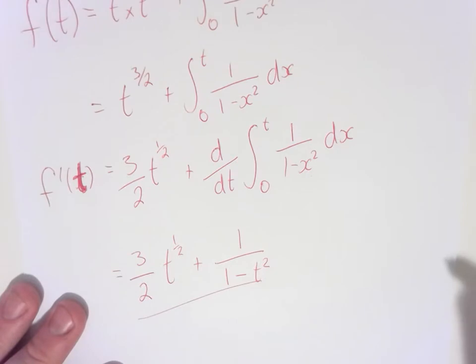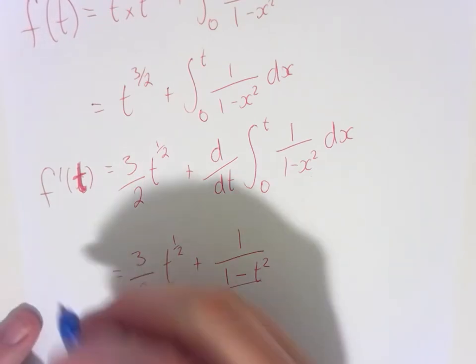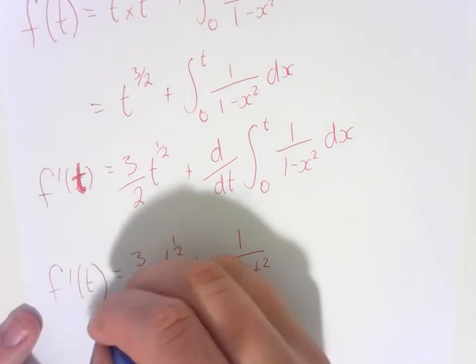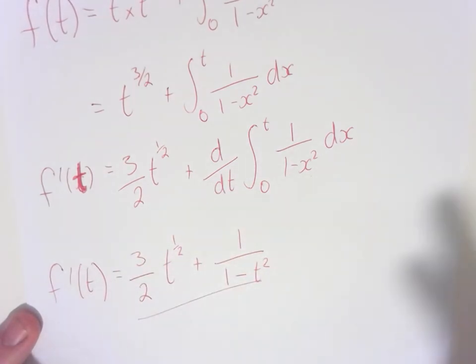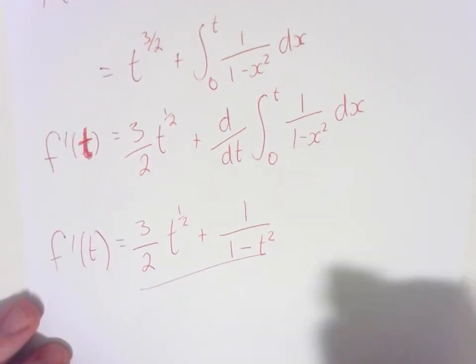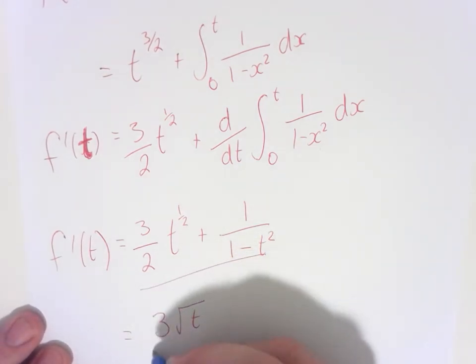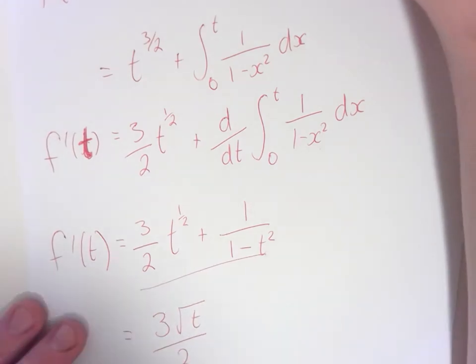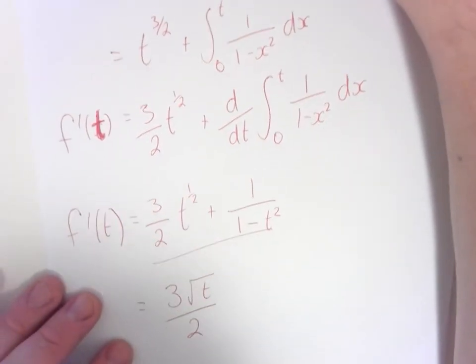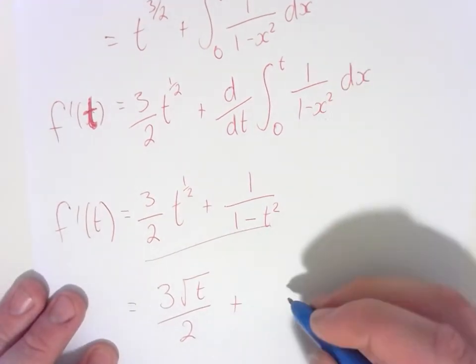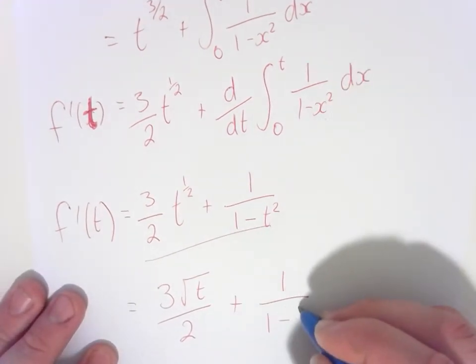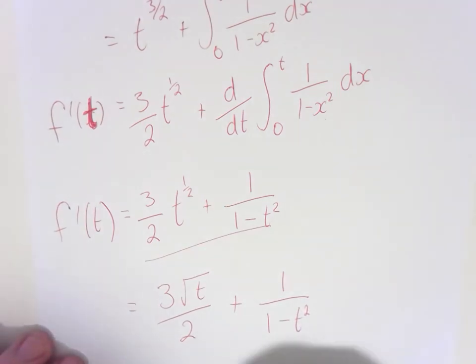That's it. All I had to do is substitute this t into here, and we're done. That's my answer. That is my derivative. That is my gradient function, f prime t. I could change it up a little bit, I guess, if you wanted to. You could have also written this as 3 root t on 2 plus 1 on 1 take t squared. Alright. Either of those answers would be acceptable.